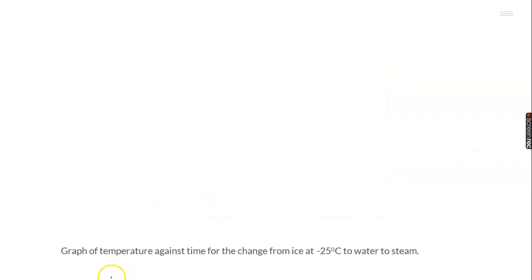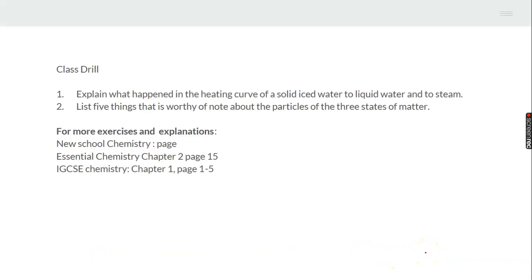Okay, that's the graph of temperature against time for the change from ice at -25 degrees Celsius to water and to steam eventually. I believe you enjoyed the class, and for class drill you are going to do this for me. Explain what happens in the heating curve of solid ice to liquid water and to steam. You can take the temperature of your solid ice to be anything, -2, -10 or anything. You might not use the graph, but just explain how the change of state is being done.